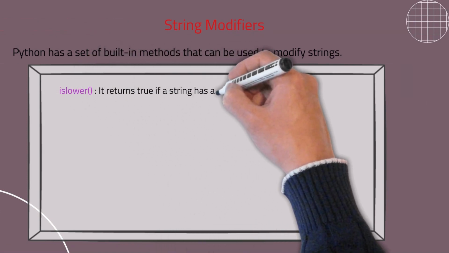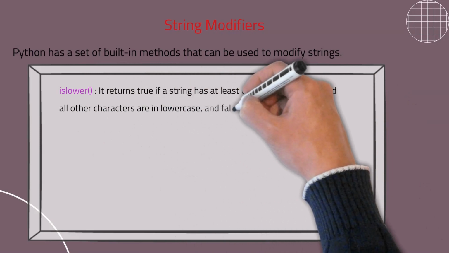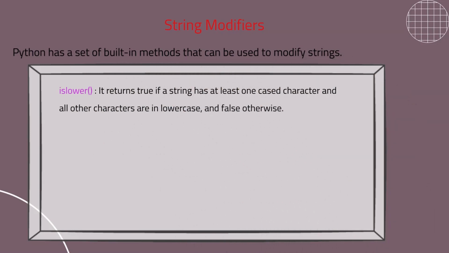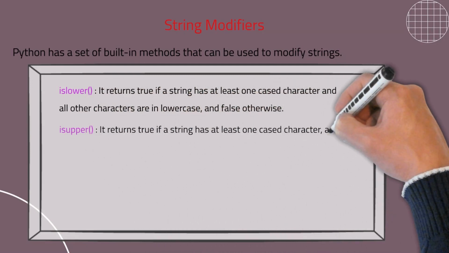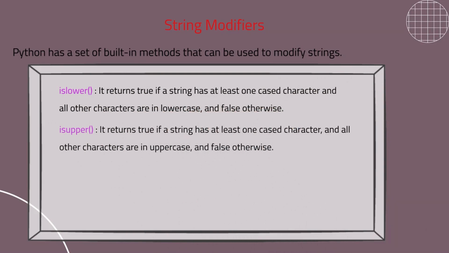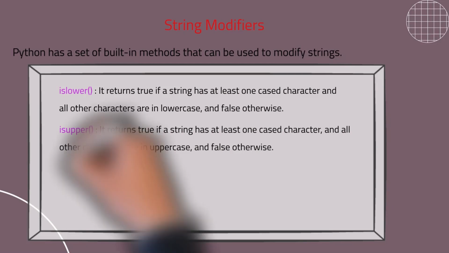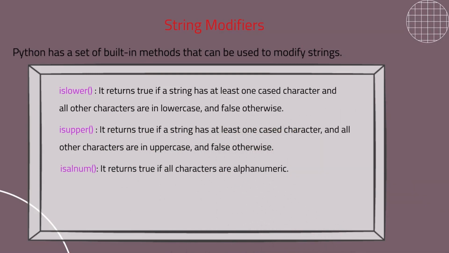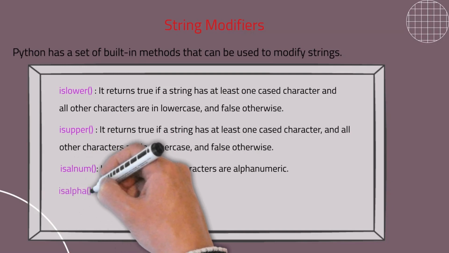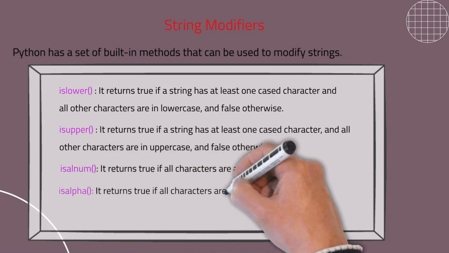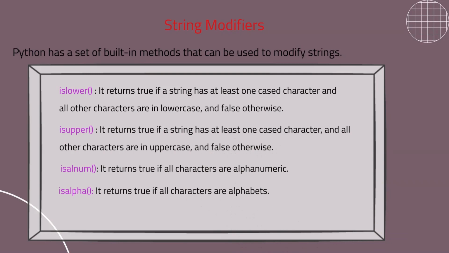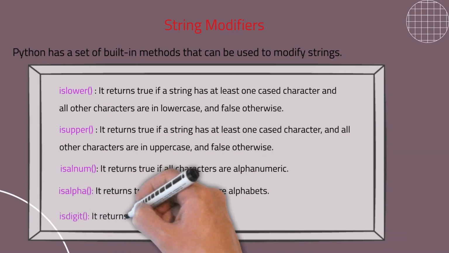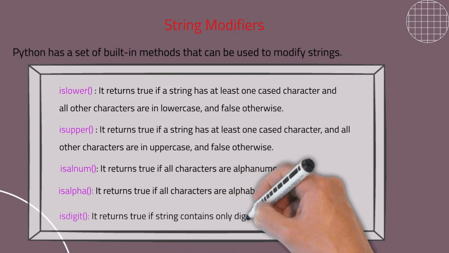Islower method returns true if a string has at least one cased character and all other characters are in lowercase, and false otherwise. Isupper method returns true if a string has at least one cased character and all other characters are in uppercase, and false otherwise. Isalnum method returns true if all characters are alphanumeric. Isalpha method returns true if all characters are alphabets. Isdigit method returns true if string contains only digits.